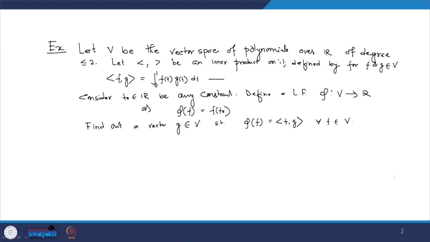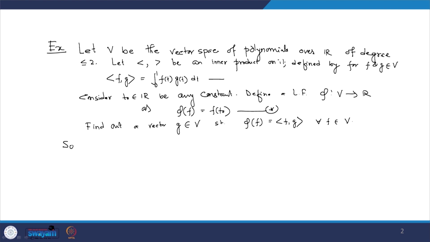Since we already know this function phi from V to R is a linear functional, now we are interested in finding an element in V, say G, such that phi of f equals the inner product of f and G for all f belonging to V.